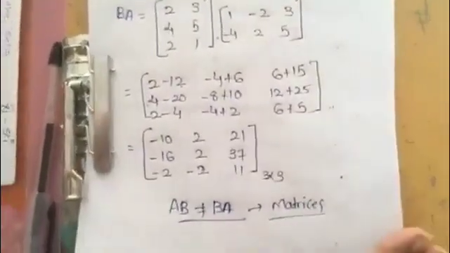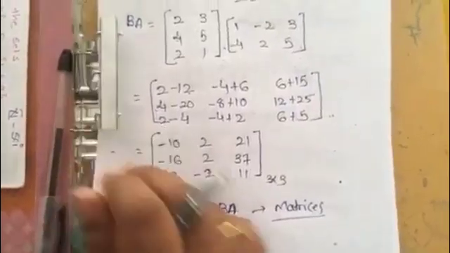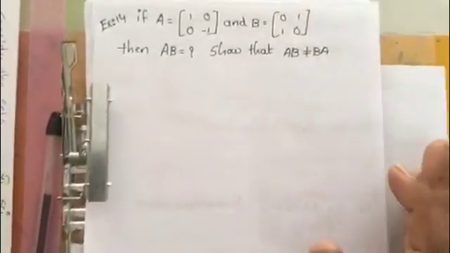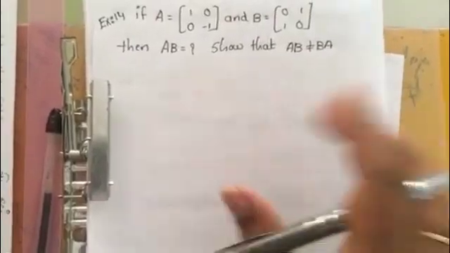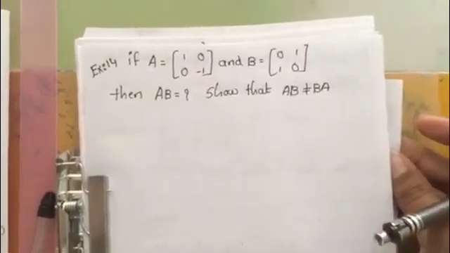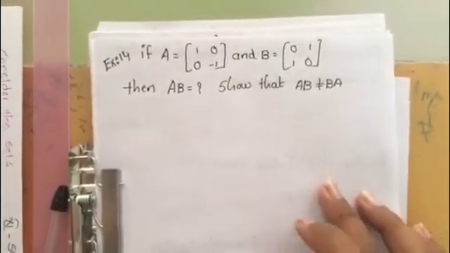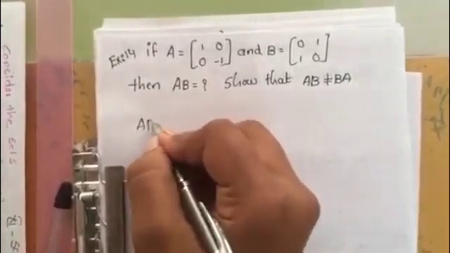Now move on to the next, which is example number 14, in which we again have to find AB and show that AB is not equal to BA. Let's start. If A is [1 0; 0 -1] and B is [0 1; 1 0], then AB. So let's find AB.